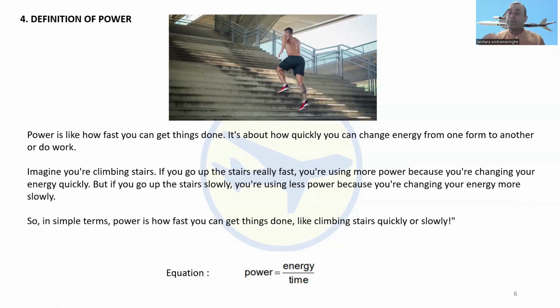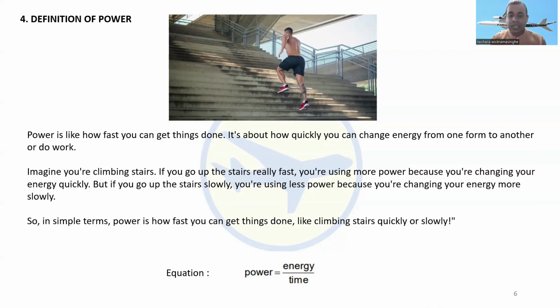Imagine you are climbing stairs. If you go up the stairs really fast, you are using more power because you are changing your energy quickly. But if you go up the stairs slowly, you are using less power because you are changing your energy more slowly. So, in simple terms, power is how fast you can get things done, like climbing stairs quickly or slowly.